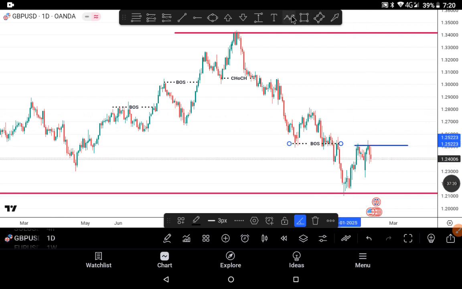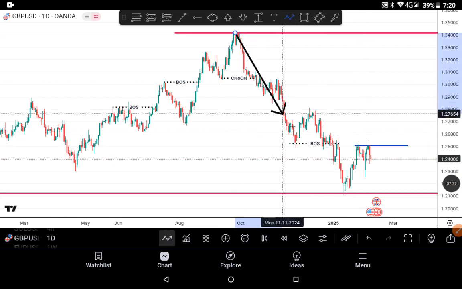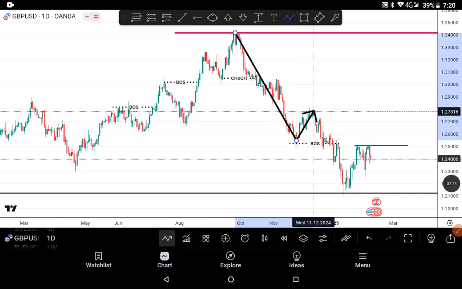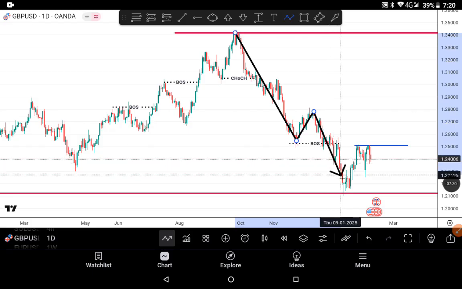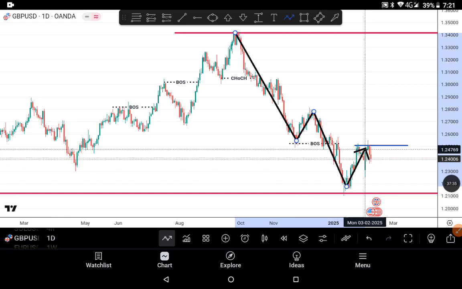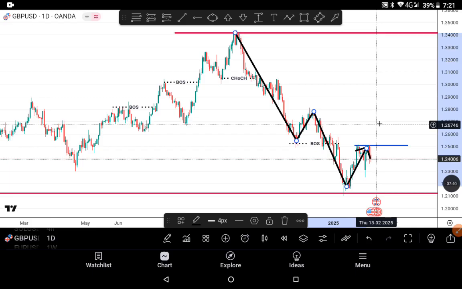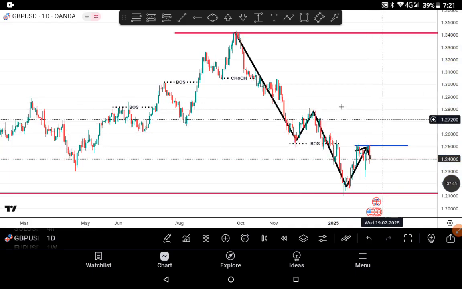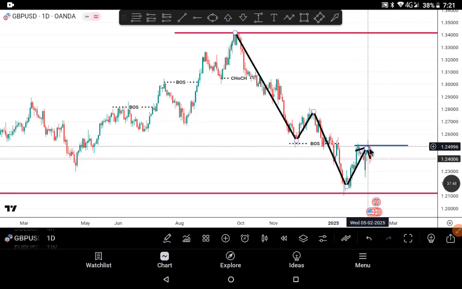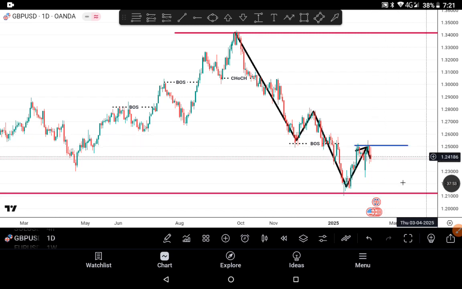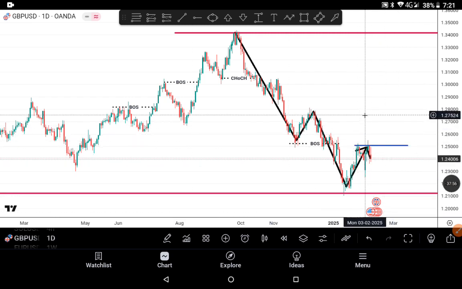Okay, let me just draw it out for you. From this place, the market came like this, gave us a correction, gave us another swing low, an impulsive push down, a correction. So we are now at the correction phase on GBP USD. The market is still in the correction phase until it rejects this area and gives us a new high, which is a higher high. That's when you can say the market has corrected itself. That's on daily.